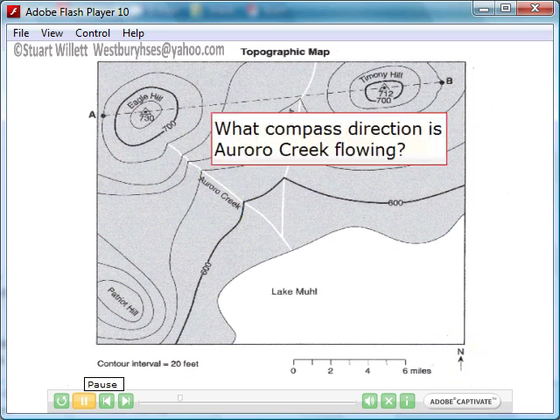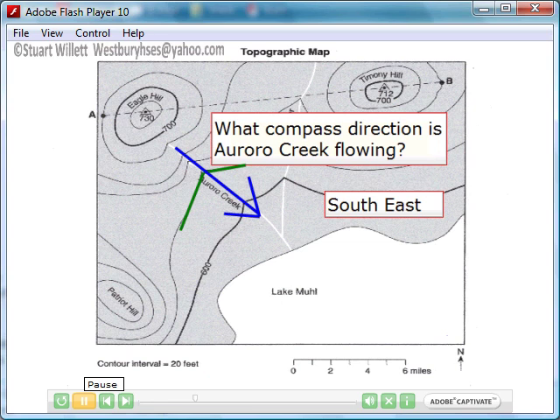So the first step is to look at the contour lines. I've highlighted one of the contour lines so that you could see the contour lines point upstream. There it is, and the river therefore is flowing the opposite direction, down and to the right. Well, we know what the compass direction is, so up is north, down is south, right is east, so down and to the right would be southeast. What compass direction is Aurora Creek flowing? It's flowing to the southeast.